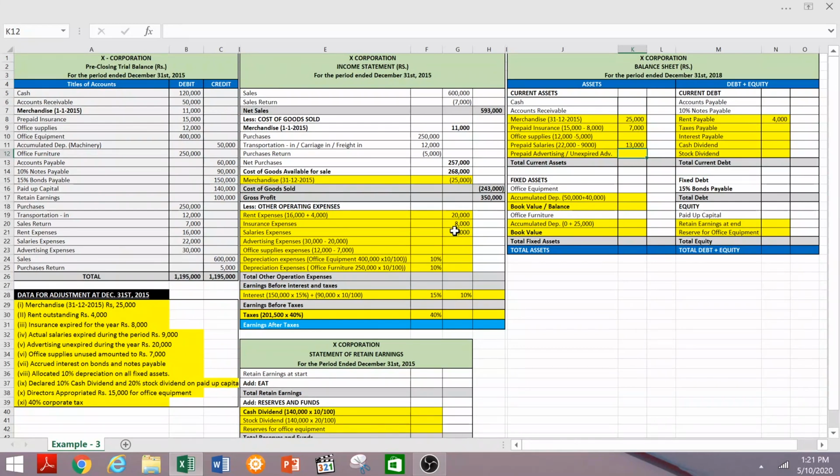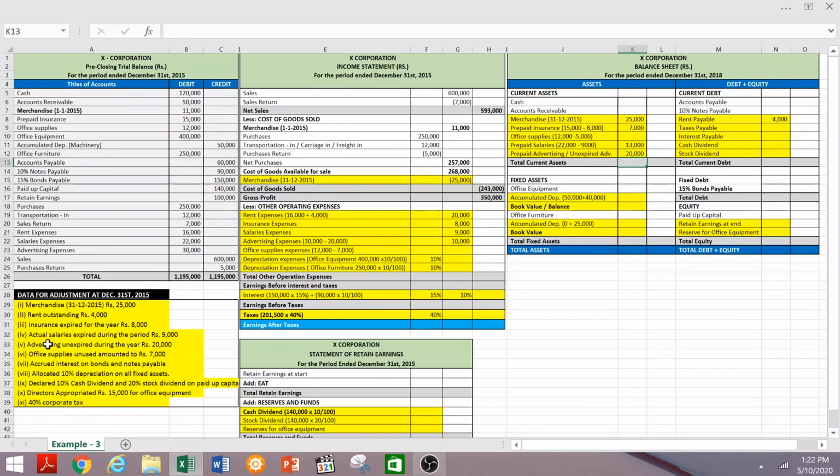The next is advertising unexpired. Remember, unexpired means which is not expired, or prepaid. The amount of advertising unexpired during the year is 20,000. So now we have to calculate the amount of expired also. Here you can see in the pre-closing trial balance, the advertising expense given to us is equal to 30,000, and in the adjusting data, out of those 30,000, 20,000 have been unexpired, which means 10,000 have been expired. Out of 30,000, 10,000 is expired. So 20,000 are unexpired. Alright, now we also have to show it in the balance sheet.